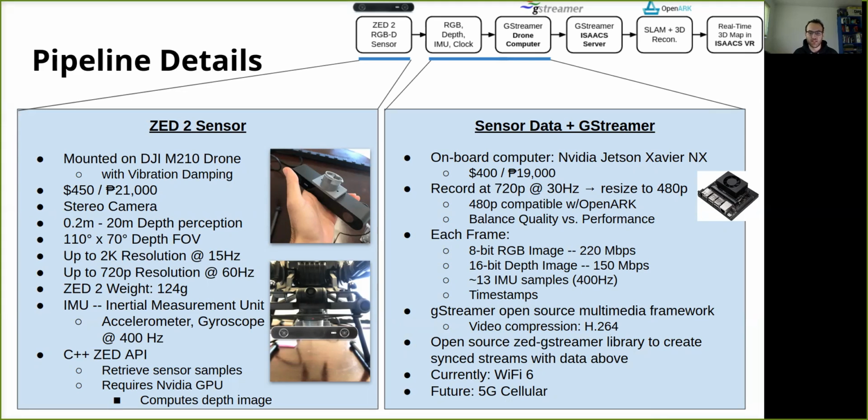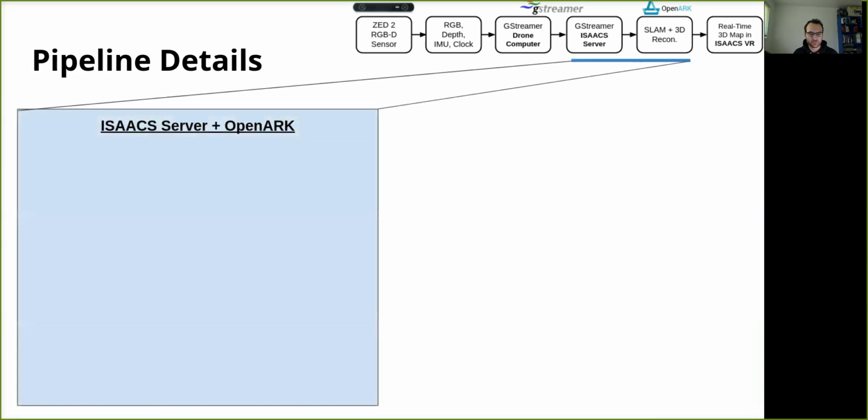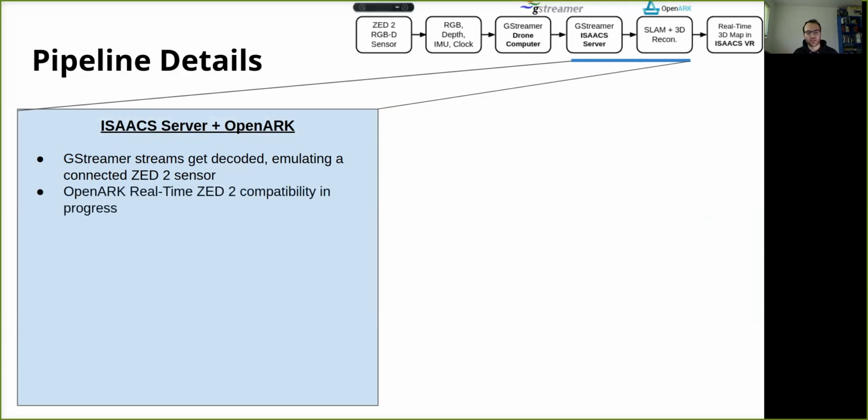Now, let's go to the next stages of our pipeline. The Isaac server and OpenARK. Right, so GStreamer sent the data over to Isaac server. Now the streams from GStreamer get decoded. They emulate a connected ZED2 sensor. So OpenARK will be able to see that camera as if it's connected straight to it. We're still working on the ZED2 compatibility with OpenARK. It's a work in progress.